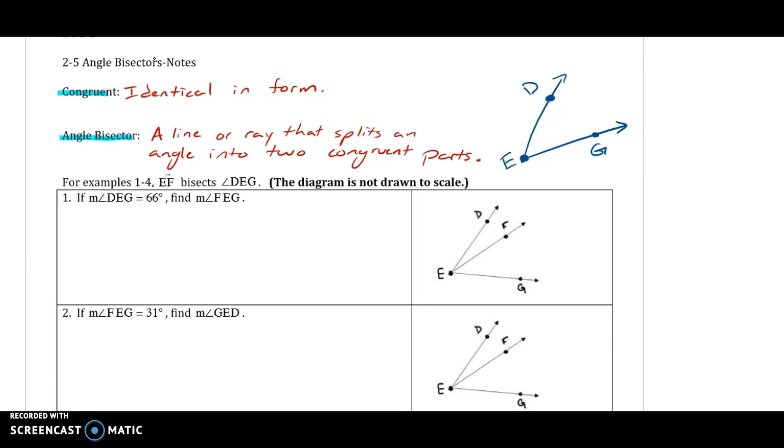So we have angle DEG. An angle bisector would be this line or ray that cuts the angle in half. I'm going to put an F here. That means that this half, which is angle DEF, is congruent or equal to this half, which is angle GEF.